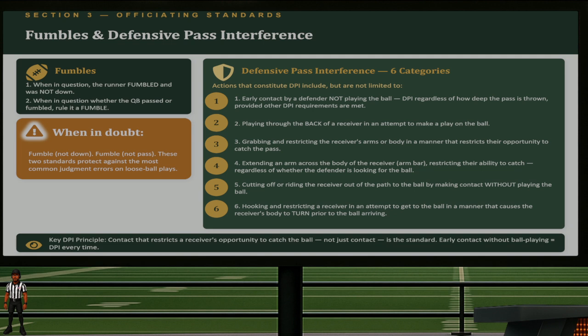Not down by contact. Fumble. Now, defensive pass interference. The following actions constitute defensive pass interference, including but not limited to these 6 categories. These apply when all other requirements for DPI have been met.